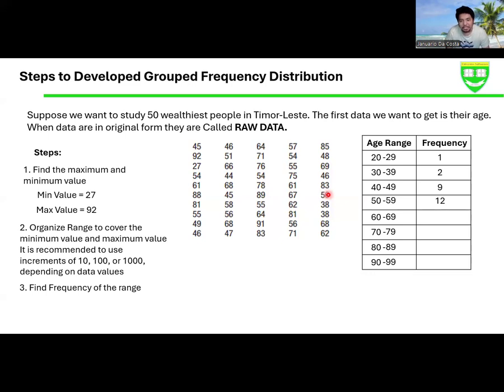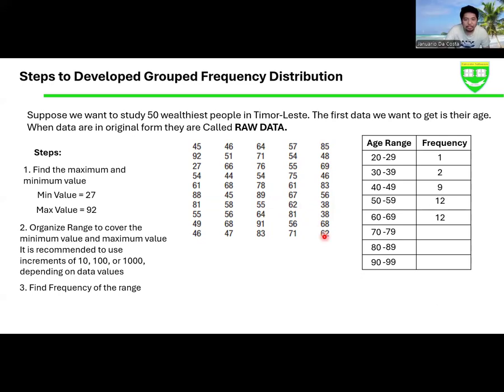Okay, what about from 60 to 69? So 1, 2, 3, 4, 5, 6, 7, 8, 9, 10, 11, 12. 12, teacher. So that's also 12.